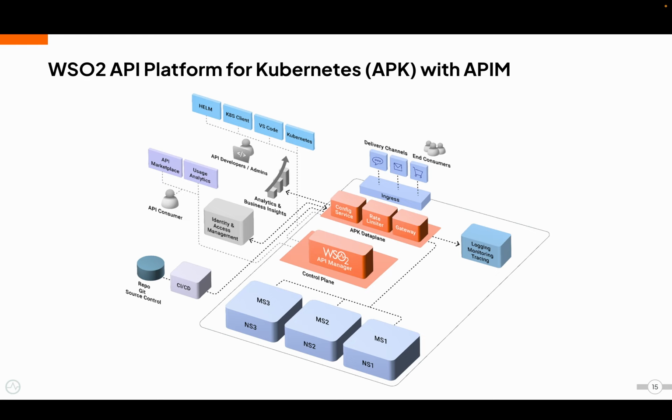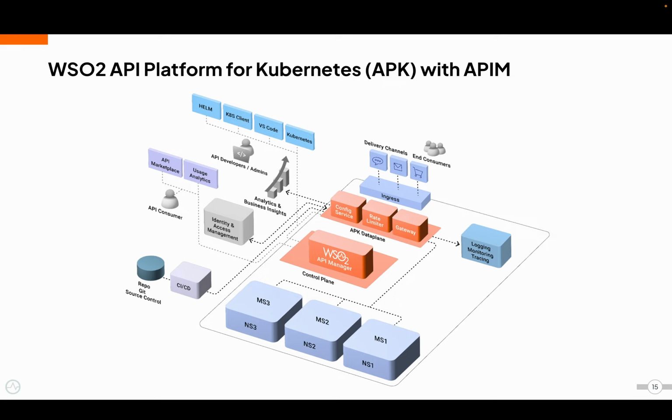Now, a quick overview of the WSO2 API platform for Kubernetes and how it works with WSO2 APIM. As you can see in this diagram, you have your delivery channels or clients. When they want to interact with your services, they mainly come to the APK data plane, which has three main parts: the configuration service, the rate limiter, and the gateway. The gateway connects to your internal namespaces where your services are deployed, represented as MS1, MS2, and MS3, which means microservices namespaces 1, 2, and 3. The APK data plane can also be configured with WSO2 API Manager, but it is not mandatory. If you want, you can set it up with WSO2 API Manager as a control plane.